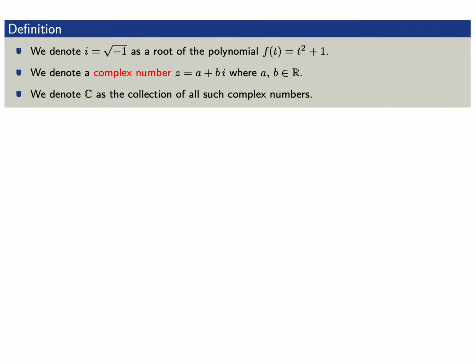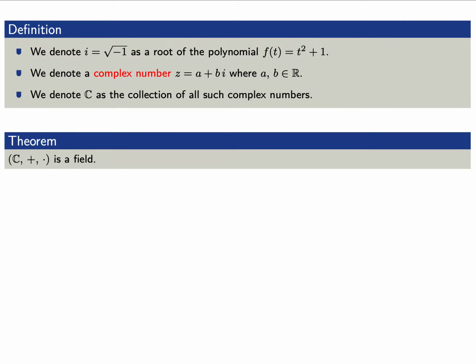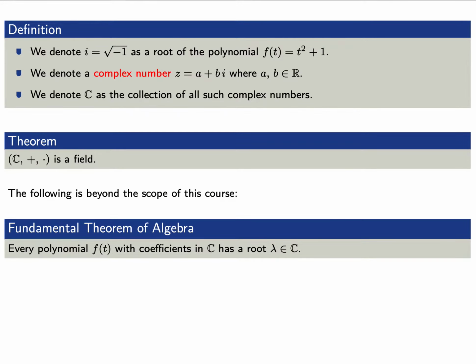Let's recall a definition. We'll say that i, namely the square root of minus 1, is the root of the polynomial f of t, which is t squared plus 1. We'll denote a complex number z as a number in the form a plus bi, where a and b are real numbers. And we'll denote bold letter C as the collection of all complex numbers. Recall that C, under addition and multiplication, is a field. We also have the fundamental theorem of algebra that says every polynomial with coefficients in the complex numbers has at least one root in the complex numbers.